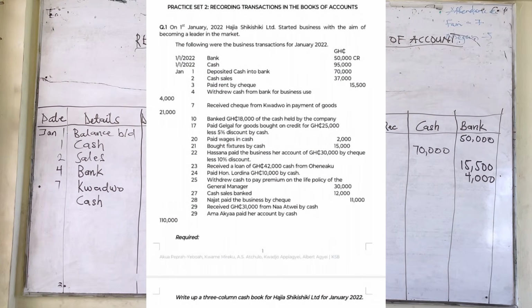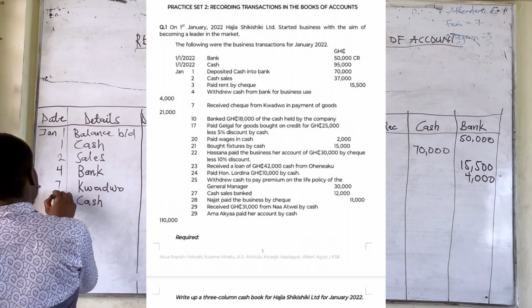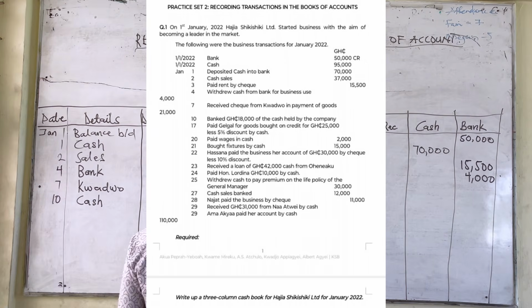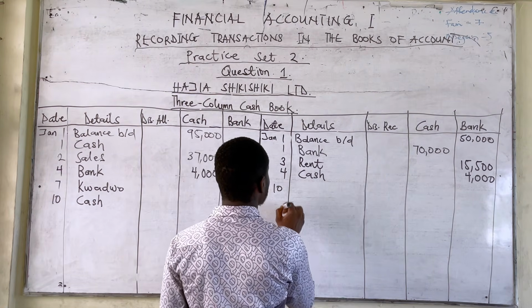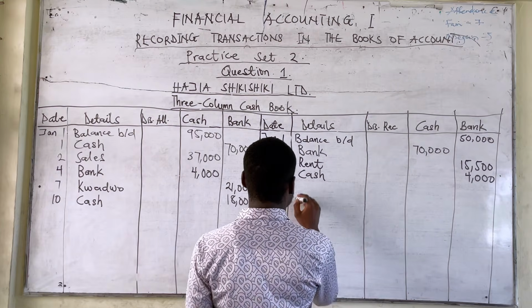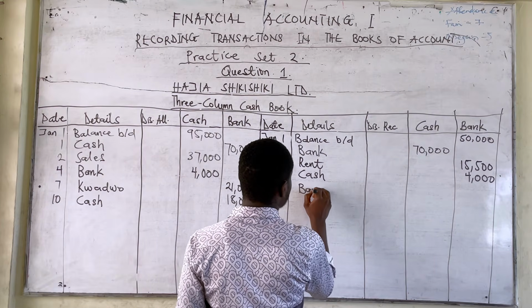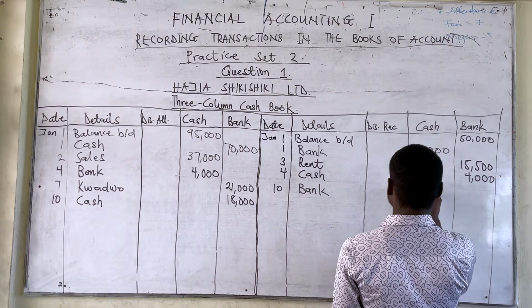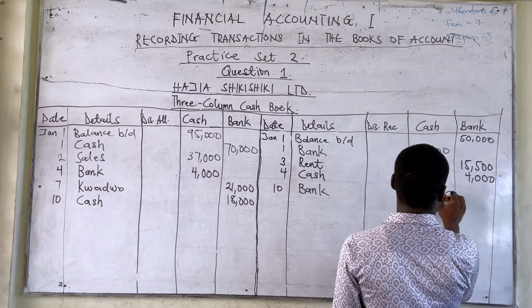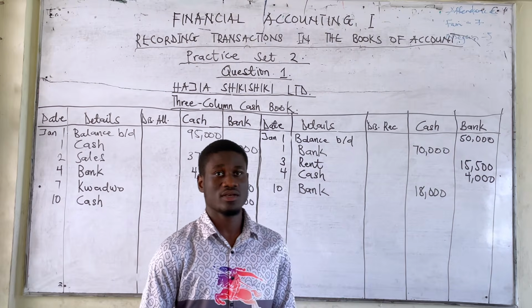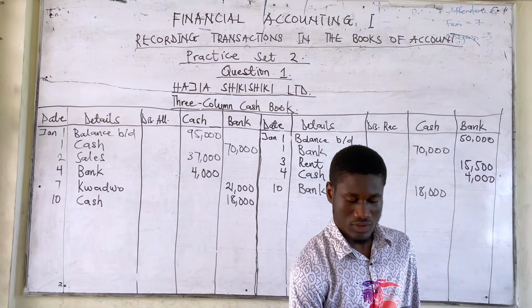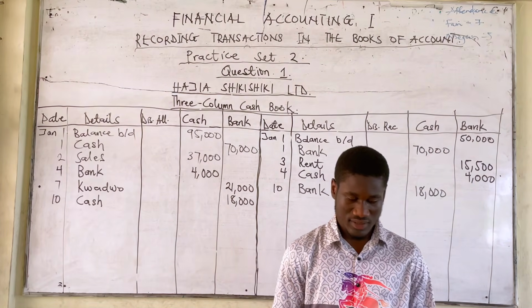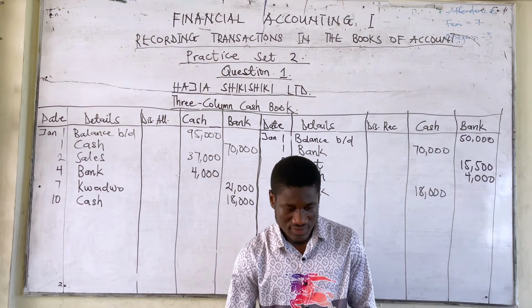What's the date? 10. So when we come here, the cash is decreasing by 18,000. You get it? Good. So we move on to January 17th.